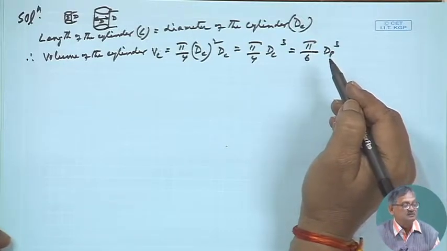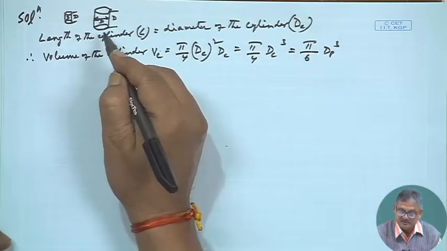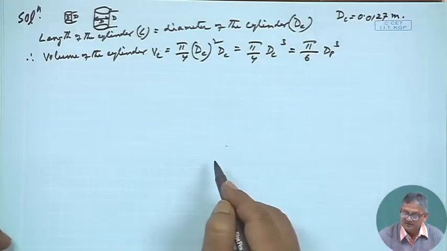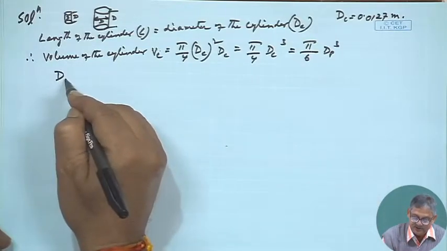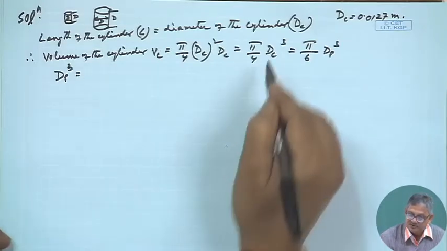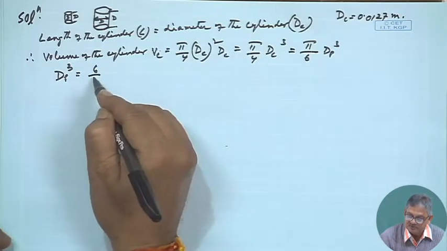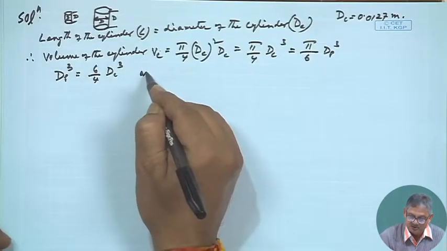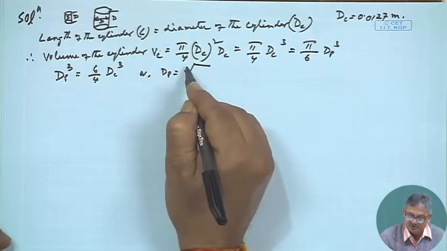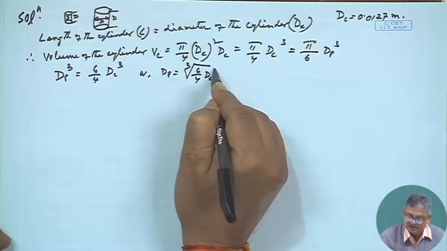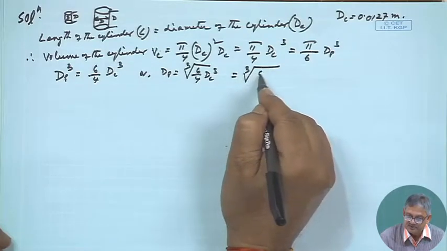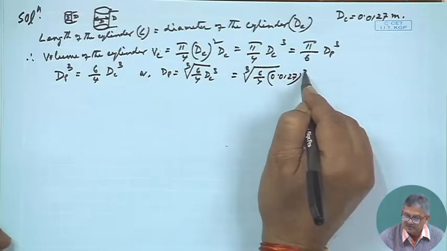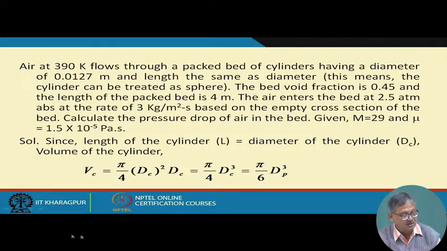So, our given thing was the cylinder has a diameter D cylinder equal to 0.0127 meter. So, if that be true, then dp cube is equal to, pi goes off, 6 by 4 dc cube, or dp is equal to the cube root of 6 by 4 dc cube, which is the cube root of 6 by 4 times 0.0127 cubed. So, let us look into what the value is.